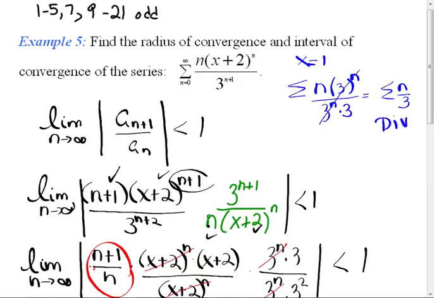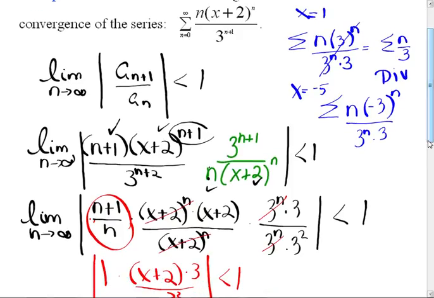Okay? And now I want to do the -5. So x equals -5, the summation of n, and it's -3 to the n. Oh, sorry, no, that's right. -5 plus 2 is -3. And then this is 3 to the n times 3. I didn't leave myself any space. Do you guys know what's going to happen when I divide these out? It's (-1) to the n. I'm going to get the summation of (-1) to the n over 3, and then I have an n.